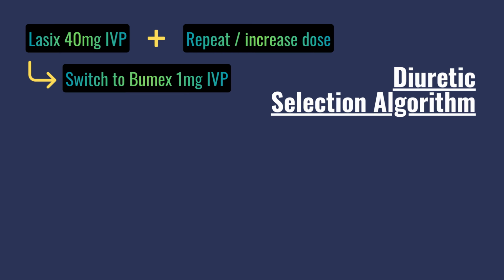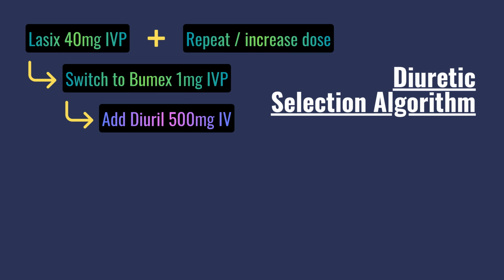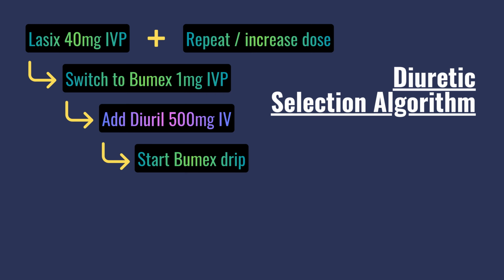If that fails, then my next step will likely be to add a dose of a thiazide diuretic. Because we usually need faster response times, I will often reach for Diuril, which is the only IV thiazide available. If you have time, you can add one of the other oral thiazides. Combining loop diuretics with thiazide diuretics produces a synergistic effect known as sequential nephron blockade, and I have witnessed this work beautifully.